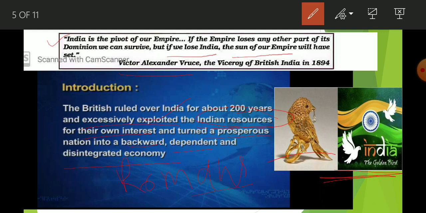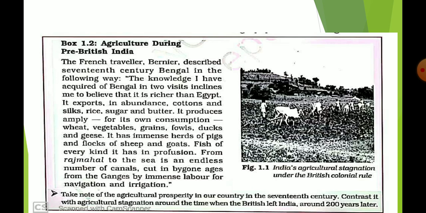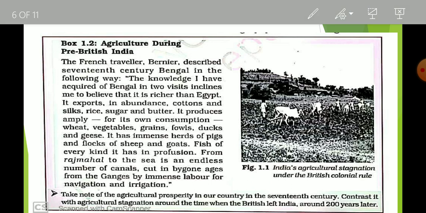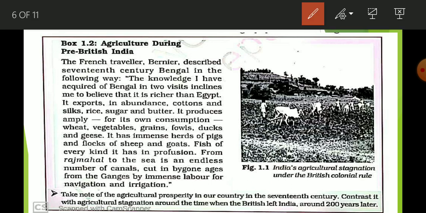Okay, so here I have a piece of extract from your NCERT book that tells us the condition of agriculture during the pre-British period. Pre-British India means when the Britishers were not ruling us. Before that, what was the condition of agriculture? I told you India is known as a golden bird, so I have used this extract to support my statement.